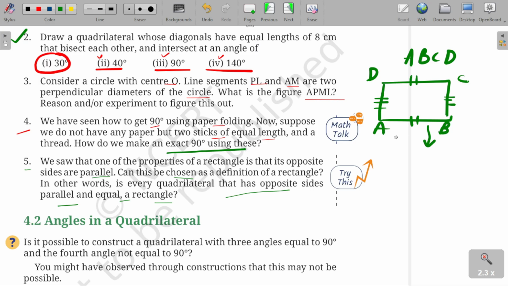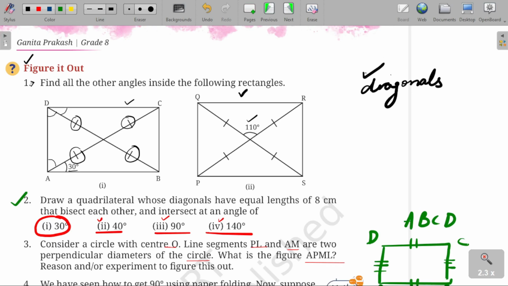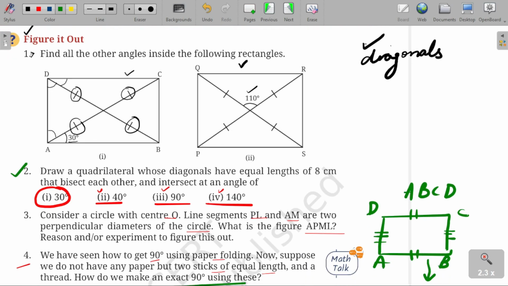A rectangle cannot be defined as a quadrilateral with equal and parallel opposite sides. Yeah? For that, we need to prove that the angles are 90 degree. But with the given information, we can't make them. Okay. So that's all with the figure it out of this chapter. We'll continue the next topic later on.